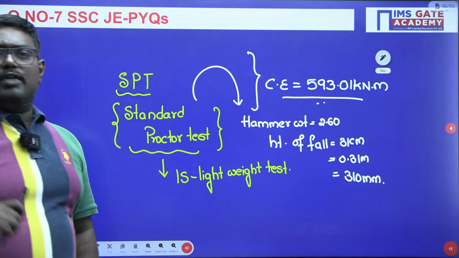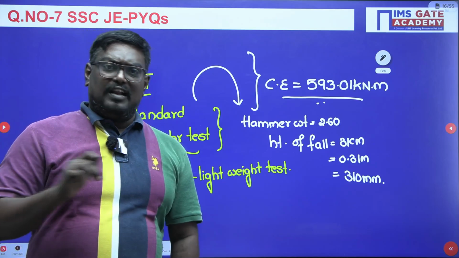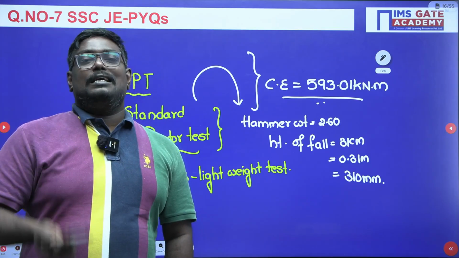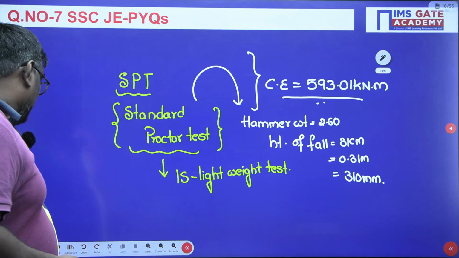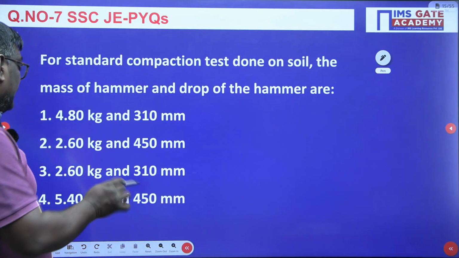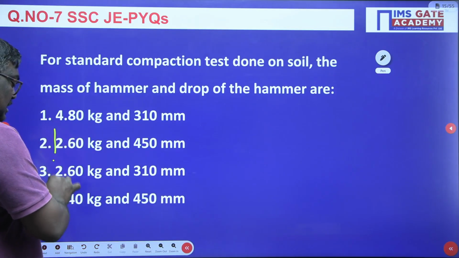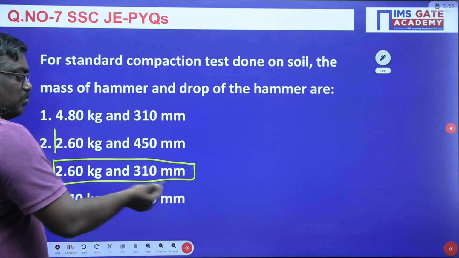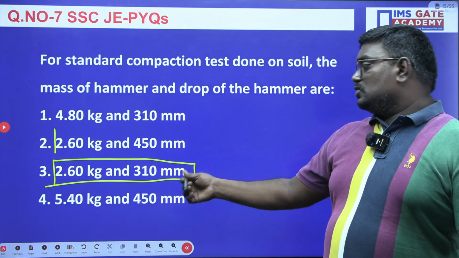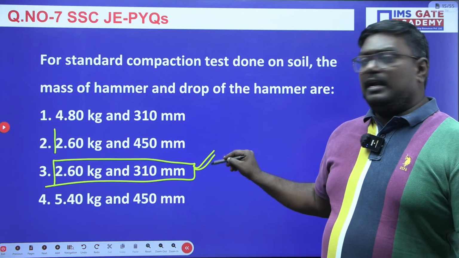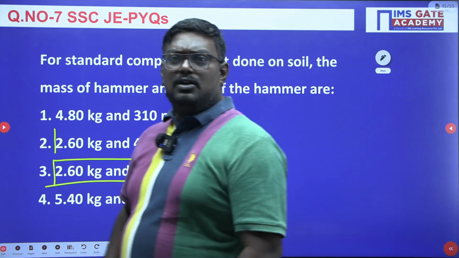In case of the modified Proctor test, soil is arranged in 5 layers and each layer is given 25 blows. So according to this question, the answer is 2.6 kg and 310 mm, that is 31 centimeter or 0.31 meter. So option 3 is the right answer. I hope you are clear with the solution.